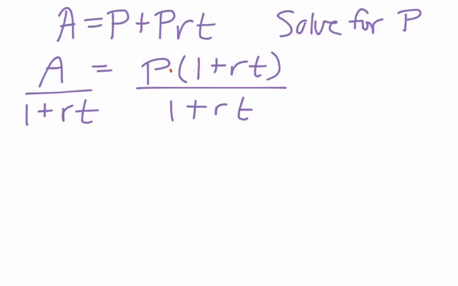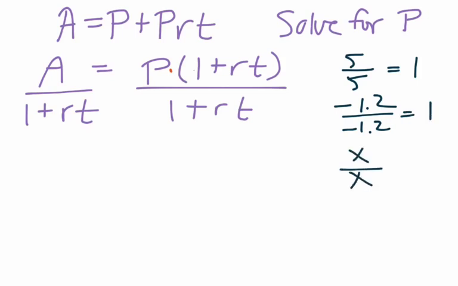They just look different. Now, just to reiterate why these cancel, we know that 5 over 5 equals 1. And we know that negative 1.2 over negative 1.2 is 1. And we know that x over x, provided x does not equal 0, is 1. Therefore, 1 plus RT over 1 plus RT would be equal to 1, because math is awesomely consistent. You're going to be so tired of hearing me say that, but it is. So once you get that concept down, you can actually do a lot more things than maybe you've been taught how to do because you've been taught the concepts.